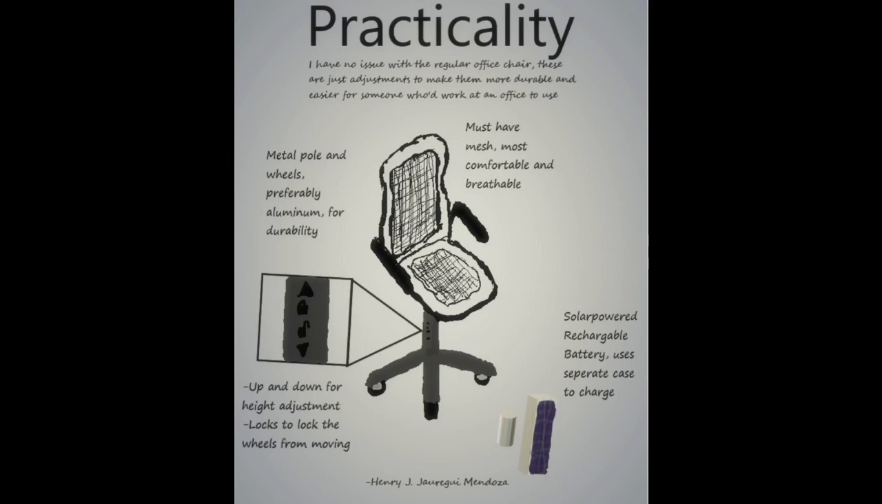I call it practicality because I have no issue with the regular office chair. These are just some small perks that I'd make to it to make it a little bit better. First, I put the up and down height adjustment as buttons, so it's much easier to use. Locks to lock the wheels from moving. I feel like sometimes that can be an issue. I've had chairs that are a little too loose and they just move around. And to control these functions, I decided to use a solar powered rechargeable battery to be a little bit more on the greener side instead of having it connect to a wall outlet.